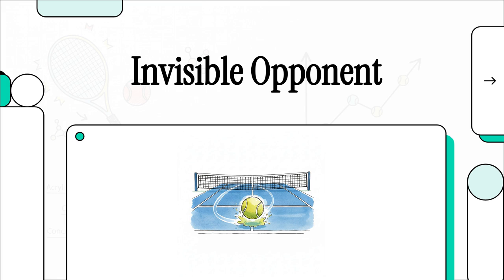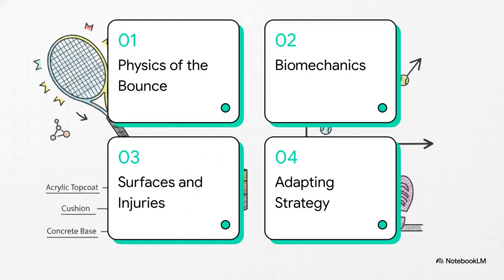Today, we're going to unpack the hidden physics, the intense biomechanics, and the data-driven strategies that dictate who wins and who loses based entirely on the ground beneath their feet. All right, let's dive into this. Here's our roadmap for today. We'll start with the physics of the bounce, move into the biomechanics of shoe contact, look at how court surfaces impact injuries, and finally explore analytics and adapting strategy.